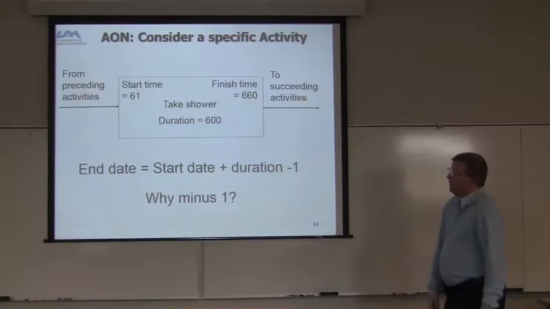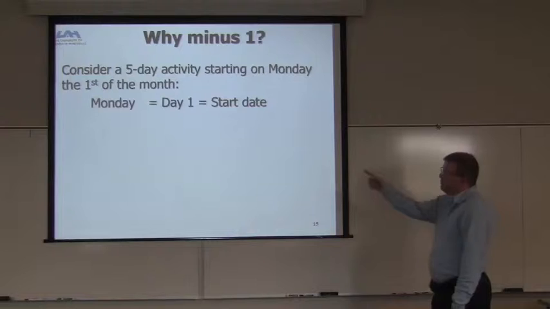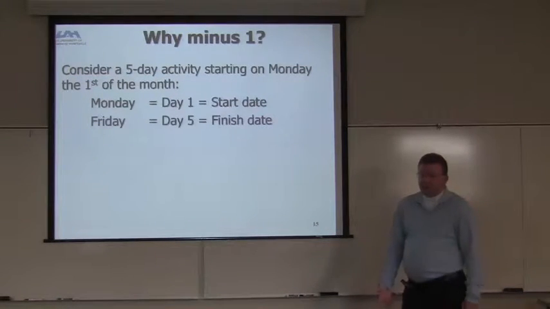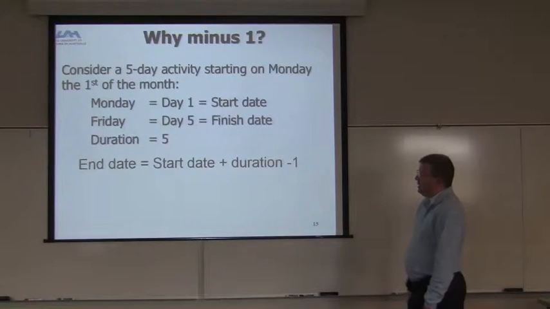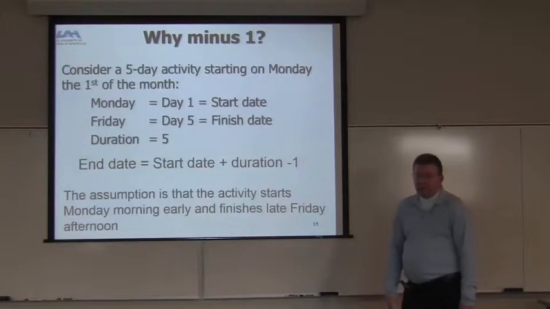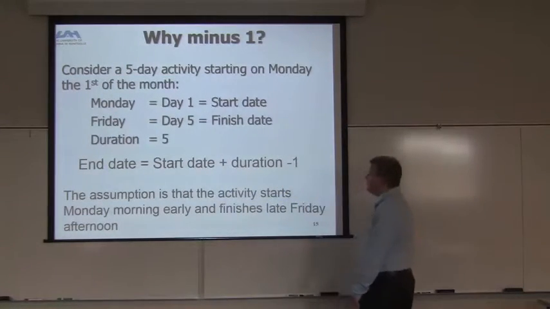So why the minus 1? Well, consider a 5-day activity starting on Monday, the first of the month, right? So day 1, you start it on Monday. On Friday, the 5th day, you finish it, right? So the duration was 5 days. That makes sense. So the end date equals the start date plus duration minus 1. You can look at it that the assumption is that the activity starts Monday morning early and finishes late Friday afternoon, right? So if you do the math, you end up having to take the 1 off because of the way it works.